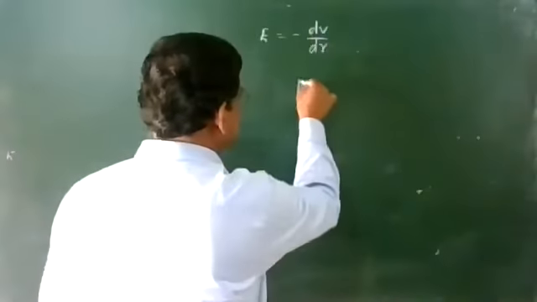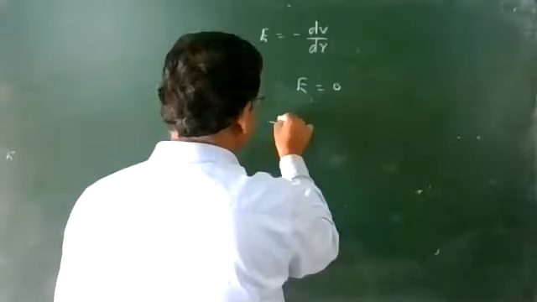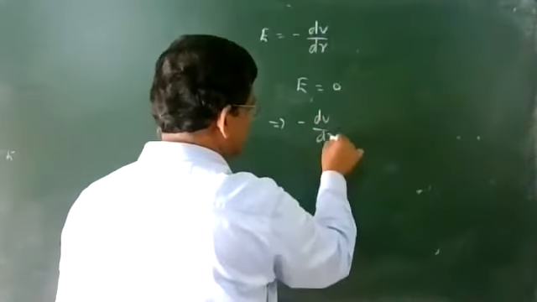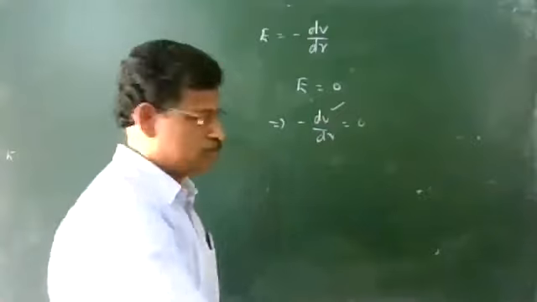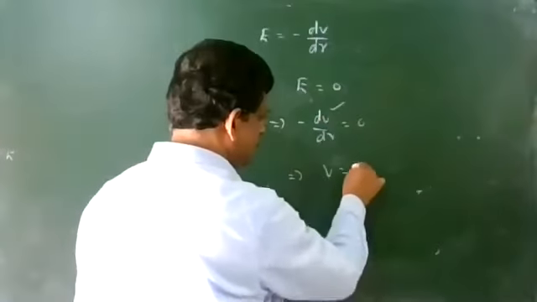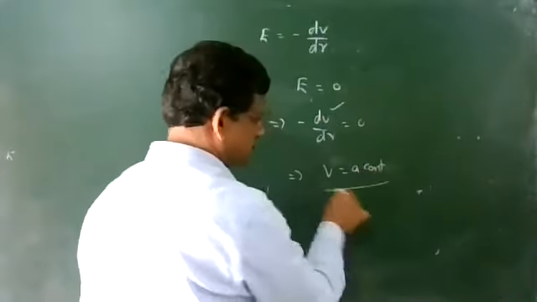So the electric field is 0, which means that minus dV by dr is equal to 0. This is, the derivative of potential with respect to r is 0. Which means that V should be equal to a constant.